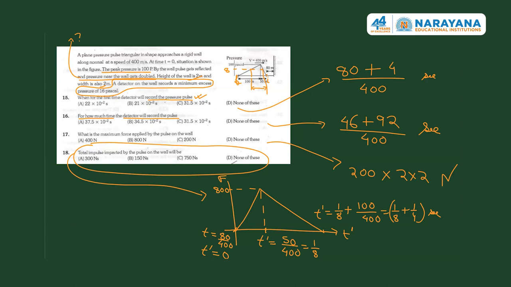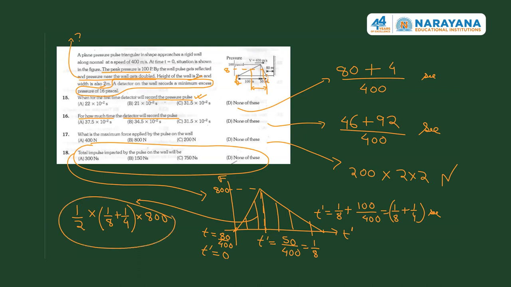So this is the force versus time graph, which is the force exerted on this wall because of the pressure pulse. And you want me to find out the total impulse. So simply I have to find out the area under the graph. So the answer to this question now is simple. It is half of that term, which is 1 by 8 plus 1 by 4, and then the second value, which is 800. So in totality, this is the momentum in Newton second, or the impulse imparted by our pressure wave onto the wall.